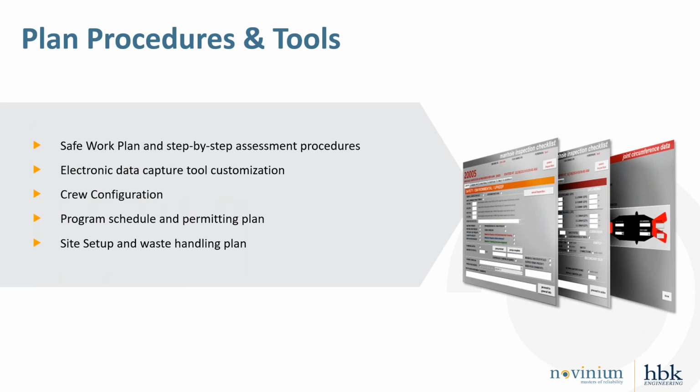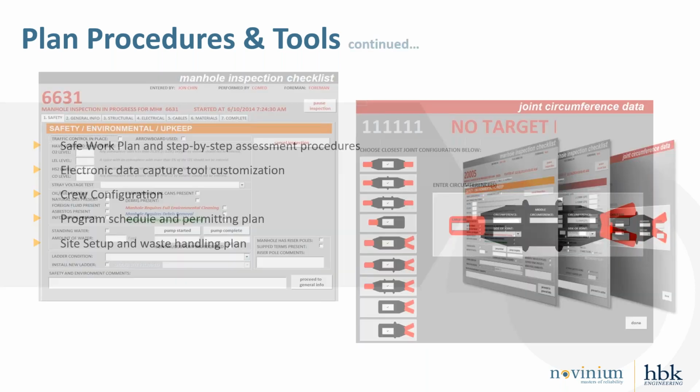The next step in the process is the development of our procedure and tools. In this phase, we take the information gathered from the first step and we develop a full assessment procedure. Using the example of the deficient terminations on riser poles, we would now add the procedure of checking every riser pole that is adjacent to a manhole for those types of termination conditions prior to entering the structure. During this phase, we establish our crew configurations, our detailed work schedules, our permitting and environmental mitigation plans, as well as our data capture tools, our full assessment procedure, and our safe work plan for the program.